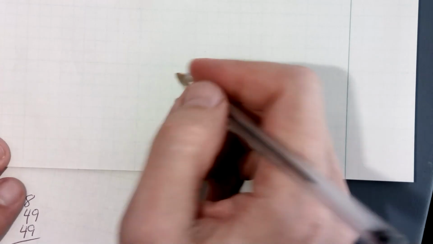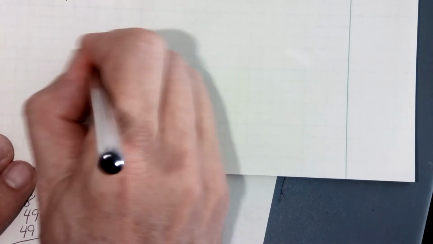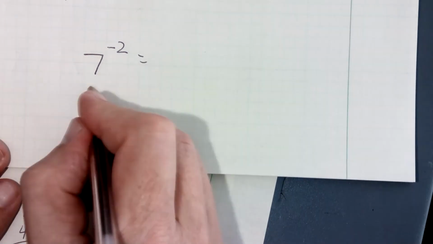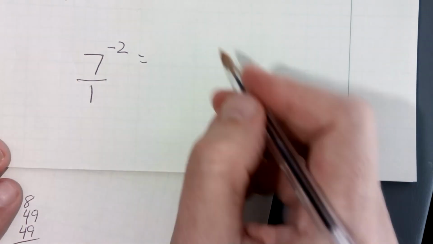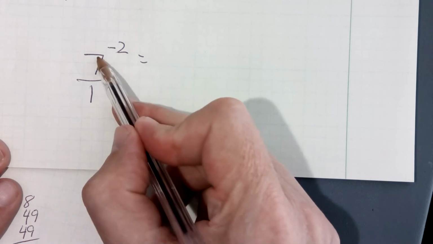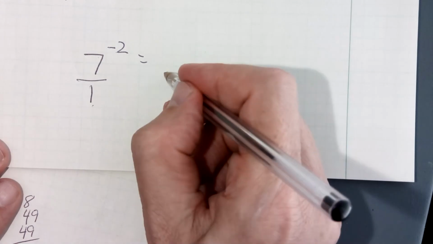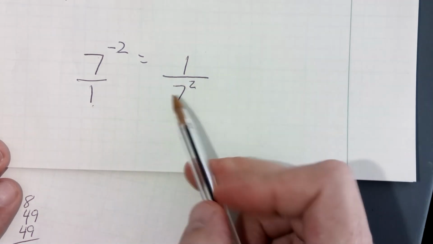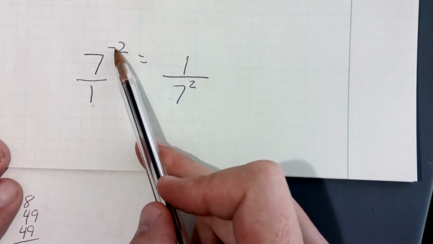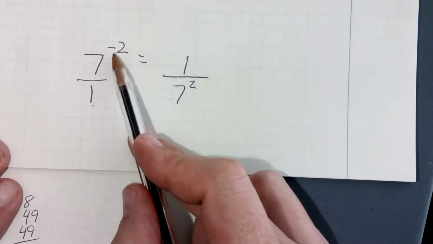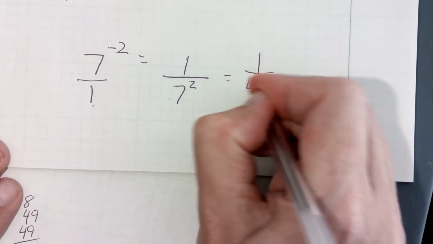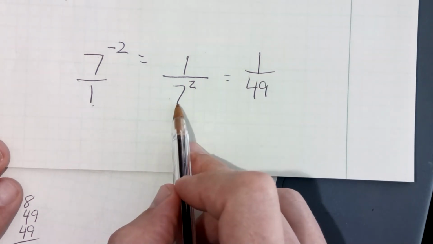So think of every number as a fraction. You can write any number as a fraction. If I give you 7 to the negative 2 power, I can write that as a fraction by putting it over 1. And then the negative exponent means I'm going to bring it down to the denominator, which leaves a 1 in the numerator. The 7 squared now is in the denominator. And when I bring it down, the exponent becomes positive. I've taken care of that negative exponent. Now it's 1 over 49 when I multiply the two 7s together.